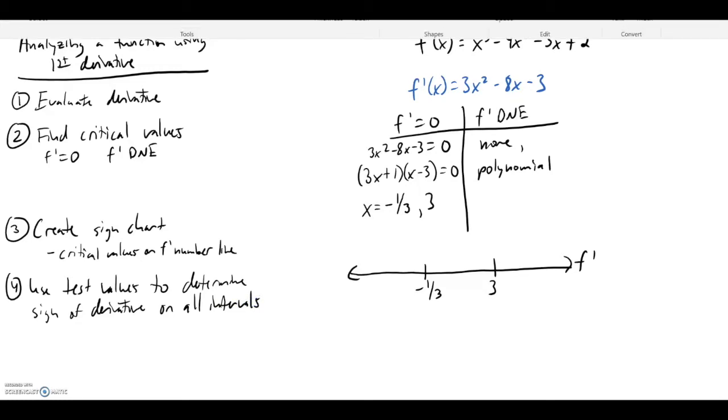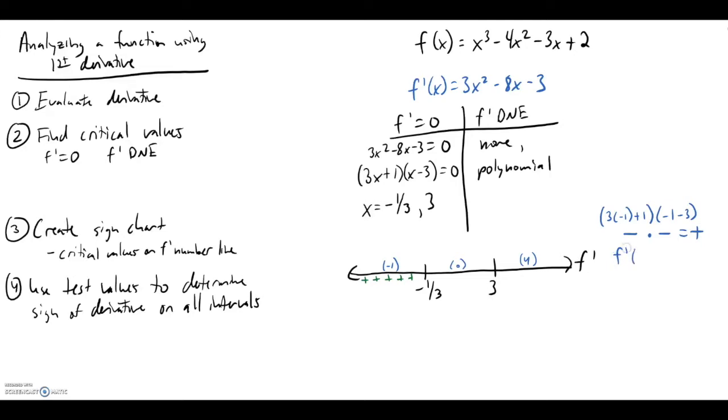So for a value less than negative 1/3, we can use negative 1. Between negative 1/3 and 3, let's use 0. And for greater than 3, let's use 4. And we're going to substitute all of those into our derivative function. So plugging in negative 1, and I'm just going to plug it into the factored form we had from our table above, we would get a negative from the first term times a negative from the second term, and that will equal a positive, which means over that entire interval, the only possibility is that my derivative has to be positive.